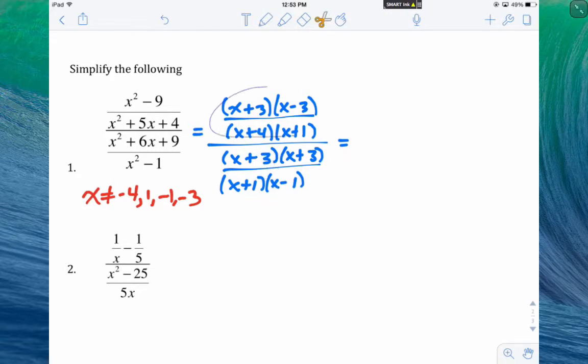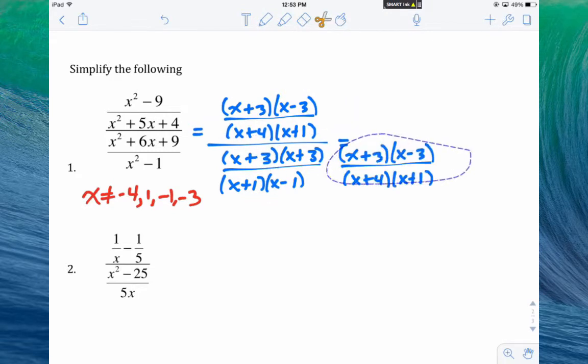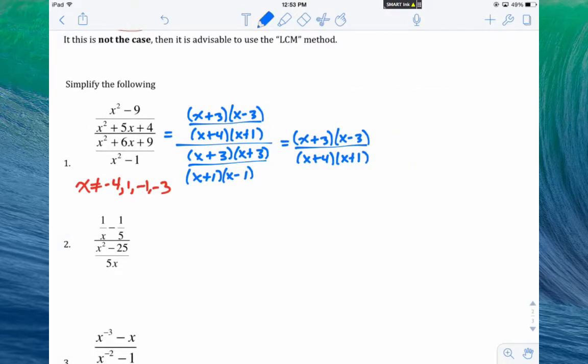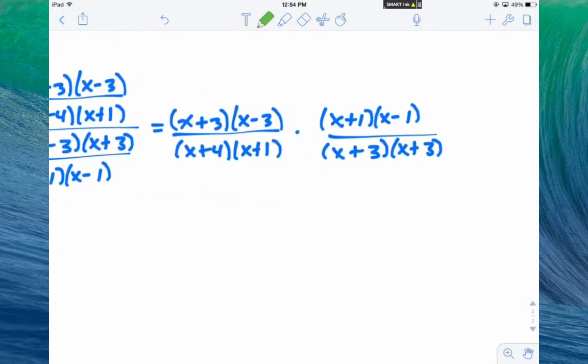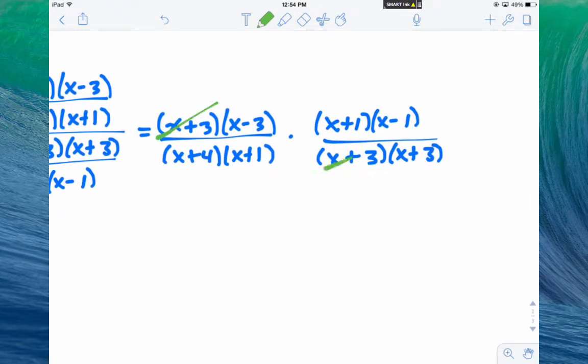So we're going to have this same one again, but we're going to be multiplying it by the reciprocal of this one right here. I know I'm doing a lot of shortcuts with the copy-paste thing, but bear with me. And there we go. Now we've got a nice multiplication problem. Are there any simplification opportunities? I see an x plus 3 and an x plus 3, an x plus 1 and an x plus 1. And I think that's about it.